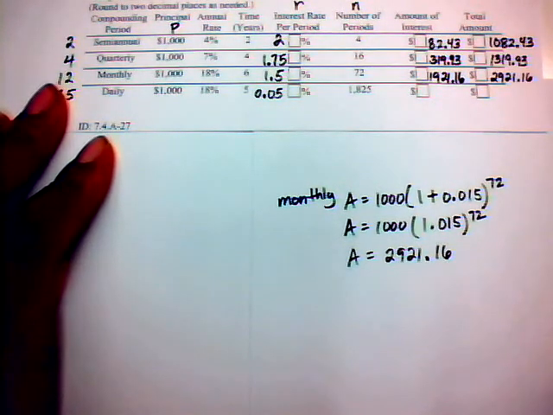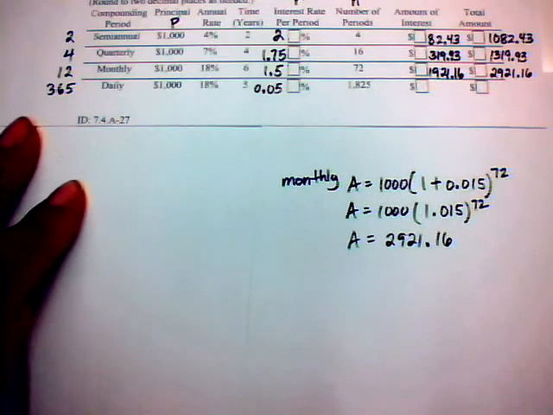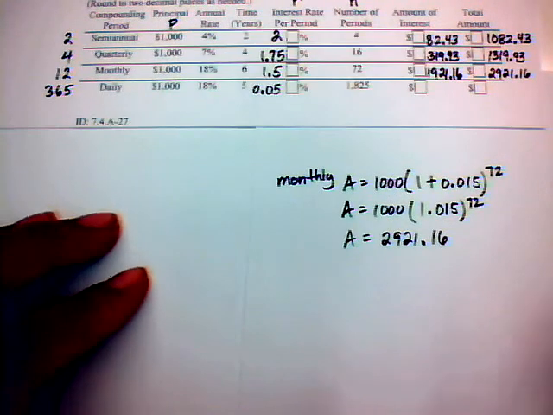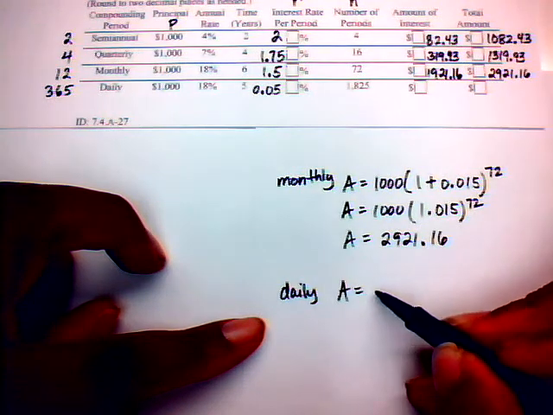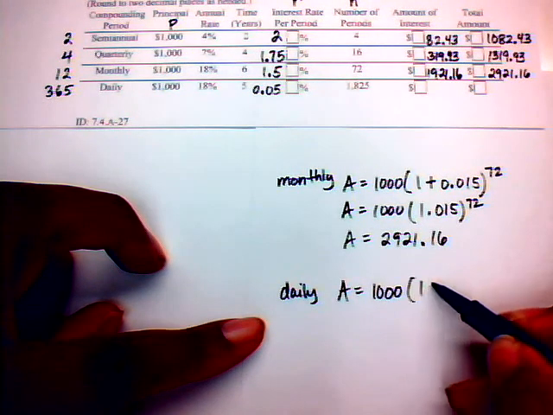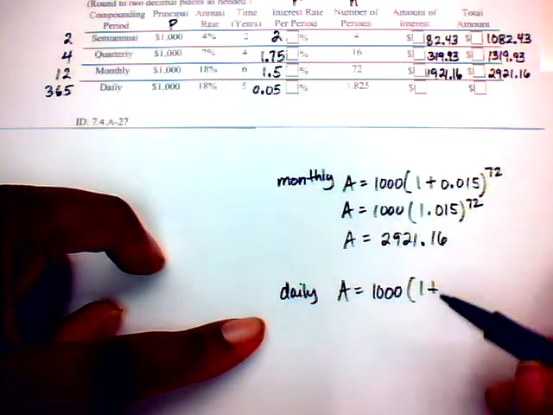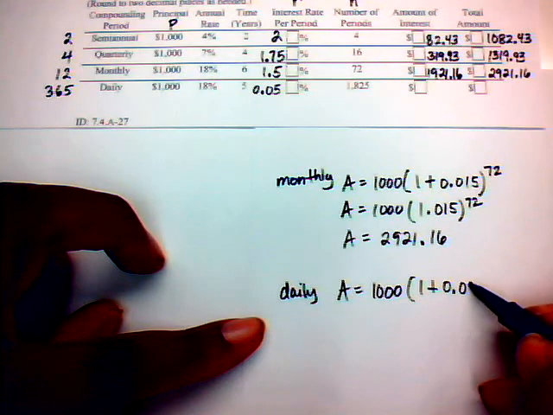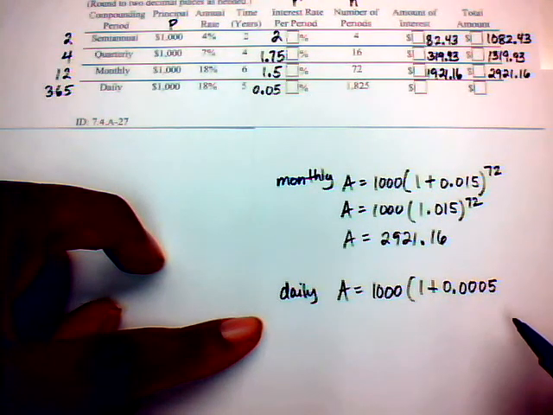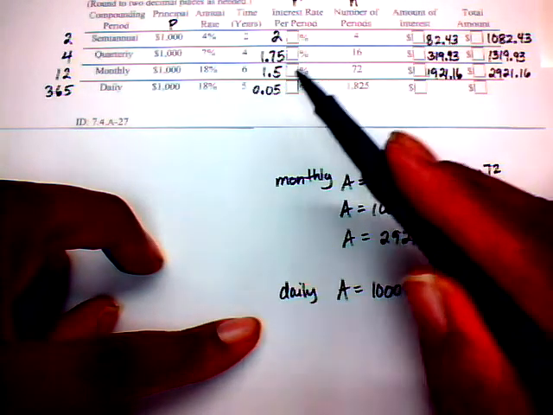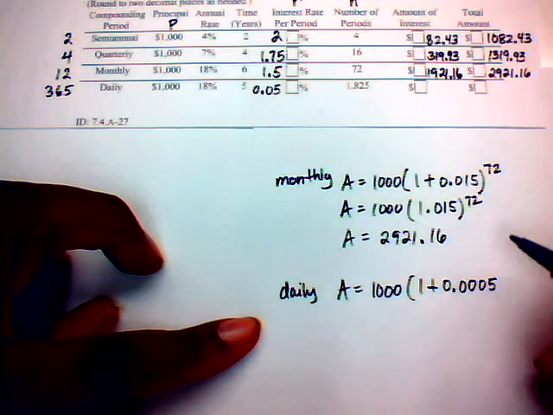Okay, and then compounded daily, $1,000 at 18% for 5 years. In this case, it's compounded daily. So we got this: A is equal to 1,000 times 1 plus 0.05%. As a decimal, this is 0.0005. Okay, because this is a percent, you have to move the decimal point 2 places to the left, so now you've got three zeros in front of the 5.